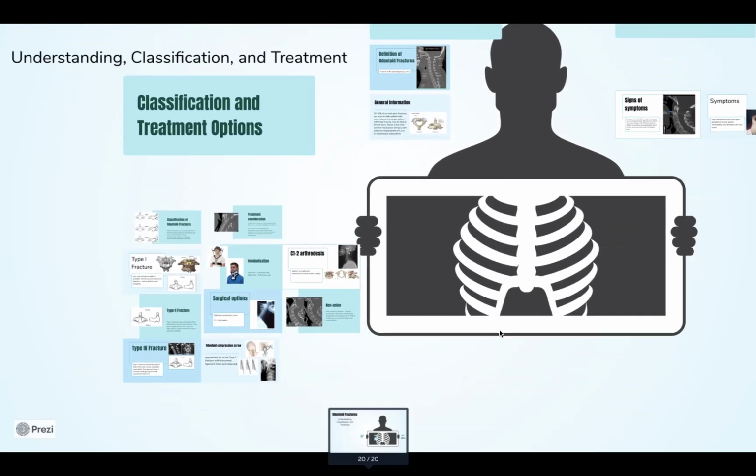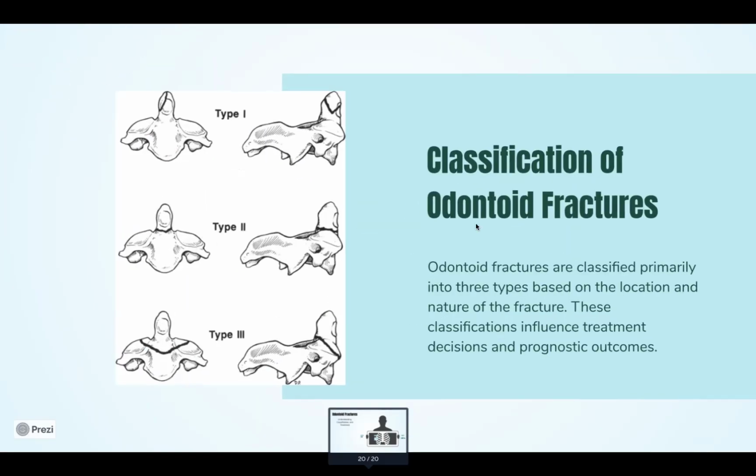So next thing, we'll go through the different classification systems. You can see nicely type 1, it's just involving the tip. Type 2 is sort of at the base. Type 3 actually involves the body as well. And they all influence how we treat them and their prognostic outcomes.